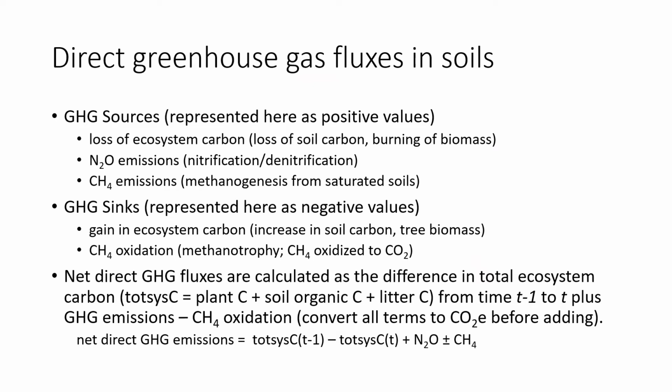Direct greenhouse gas fluxes in soils. So we'll be discussing greenhouse gas sources, which is going to be a positive value. That's a greenhouse gas source to the atmosphere, which gains greenhouse gases. Or if there's a greenhouse gas sink, they'll be represented as negative values here. That's a net loss of greenhouse gases in the atmosphere and a gain of carbon in the ecosystem. So greenhouse gas sources include the loss of ecosystem carbon, such as the loss of soil carbon, like we saw in the previous agricultural examples, or, for instance, the burning of plant biomass.